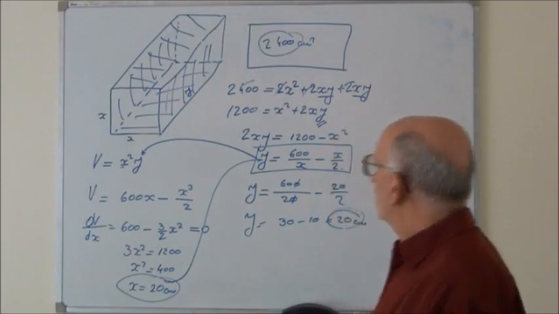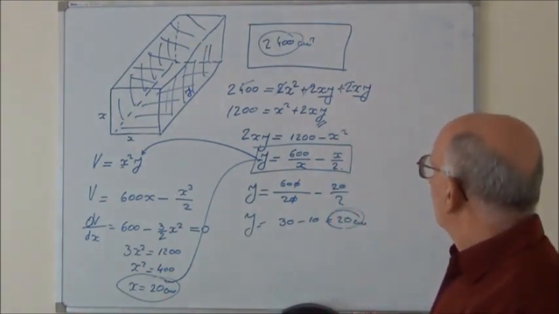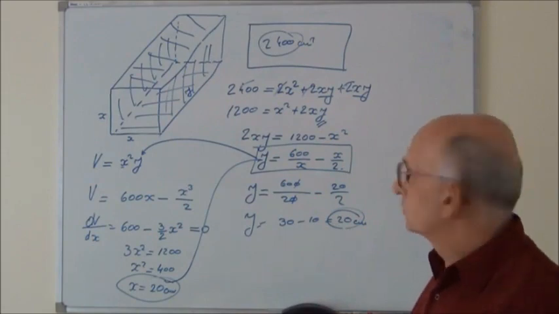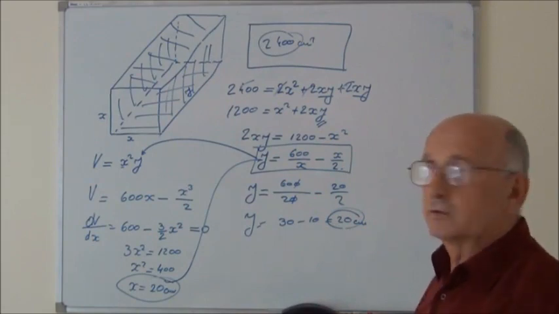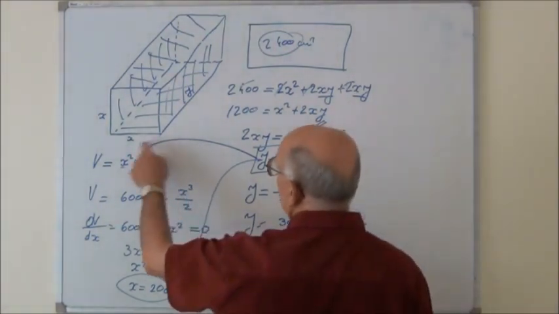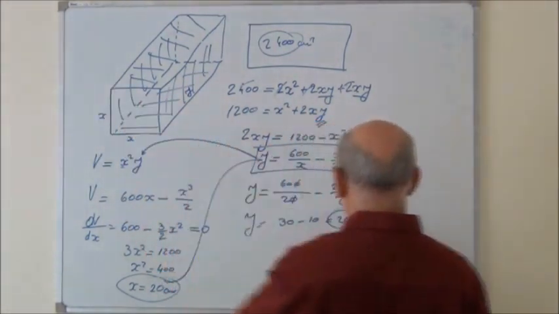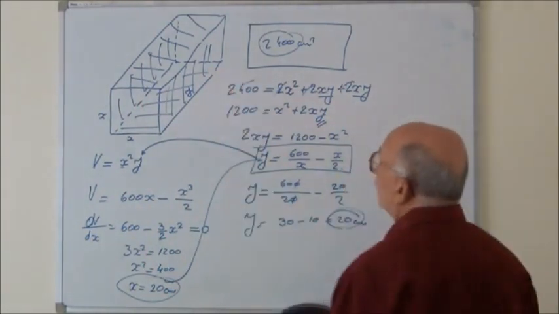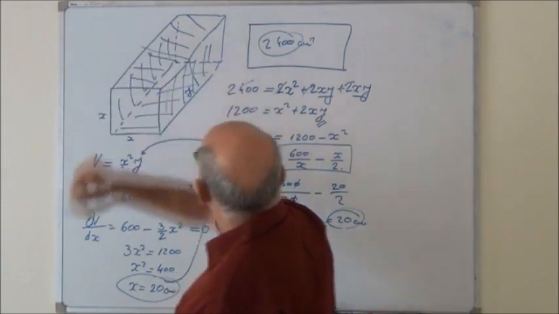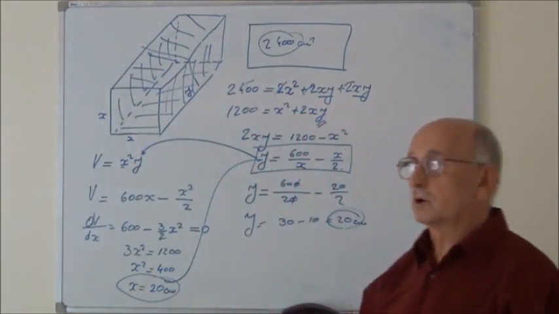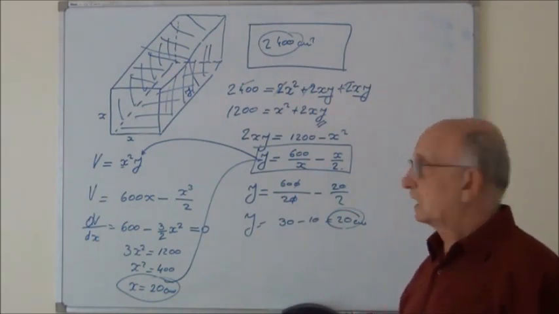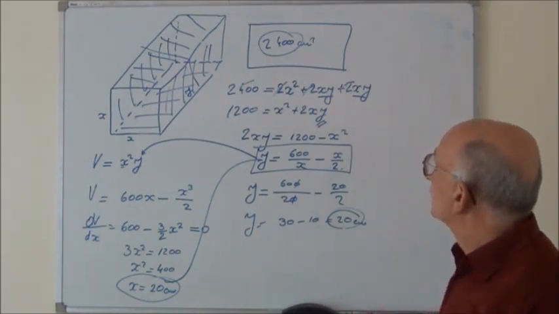But anyway, what kind of box in that case would we have? Because x is 20, but y is also 20. So in that case we are talking about a cube, actually, a box where all sides are the same.